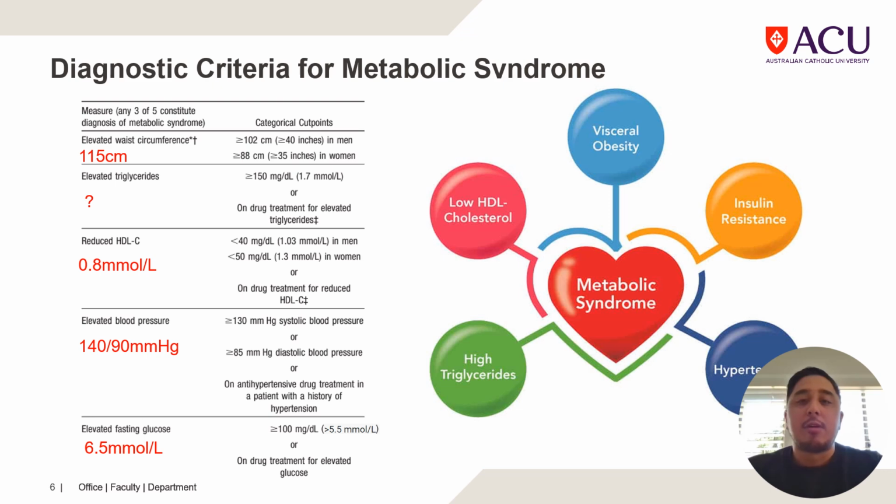elevated blood pressure of 140 over 90 millimeters of mercury, which is above the criteria of 130 over 85, a third factor, and elevated fasting glucose of 6.5 millimoles per liter, which is above the criteria of 5.5, a fourth factor. Mandy's triglyceride levels were not in her results, however, as she still scored 4 out of 5 on the factors for metabolic syndrome, the result is a diagnosis of the metabolic syndrome.